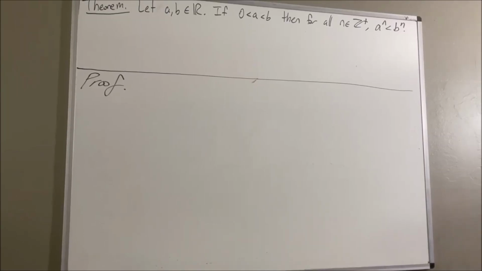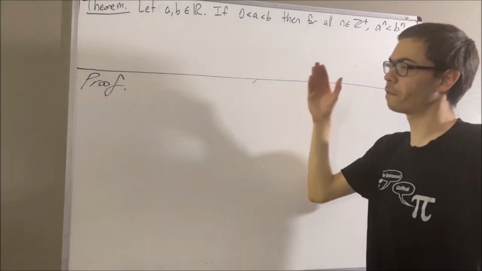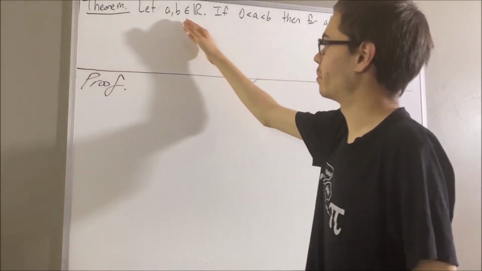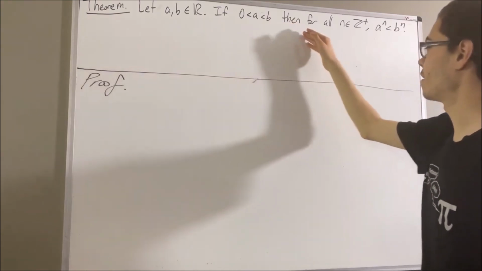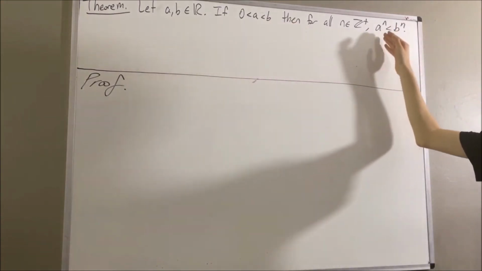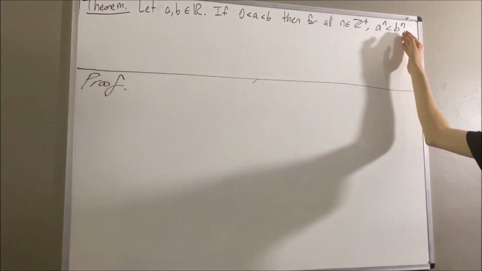Hello! In this video, we are going to prove the following theorem. Let a and b be real numbers. If 0 is less than a is less than b, then for all positive integers n, a to the power of n is less than b to the power of n.